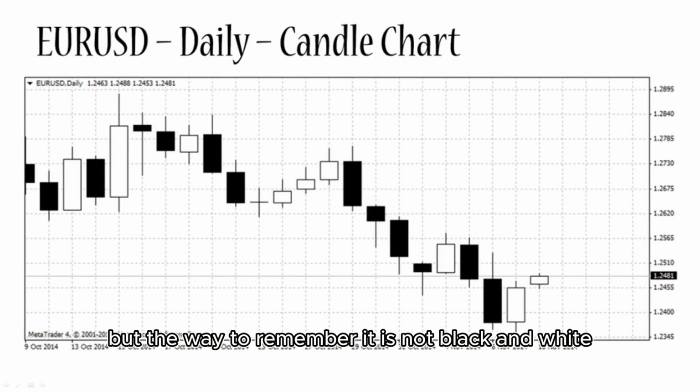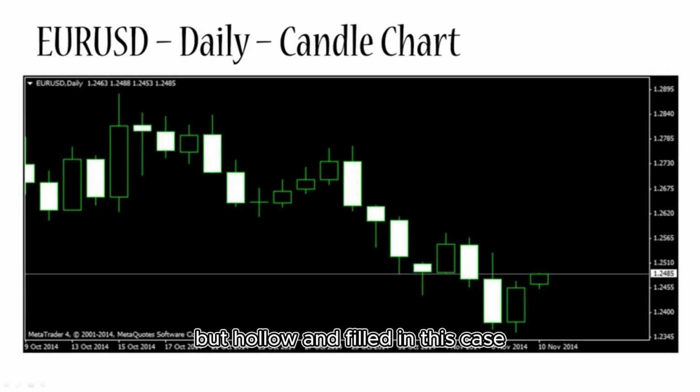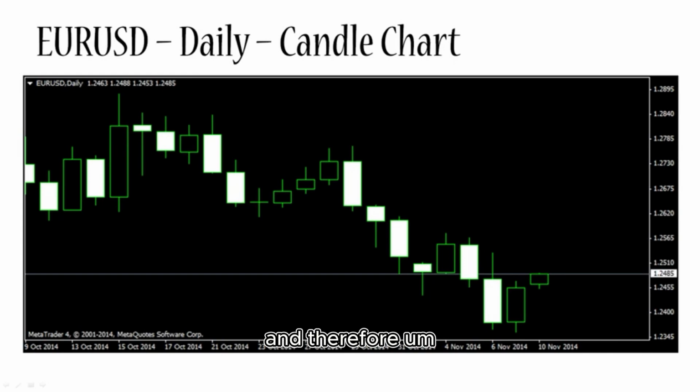But the way to remember it is not black and white, but hollow and filled. In this case, the background of the chart is black, so hollow will be black, and therefore the bullish bars are black in this instance. And whereas white is the opposite of black, and therefore the bearish bars are white and they're filled with color in this case.